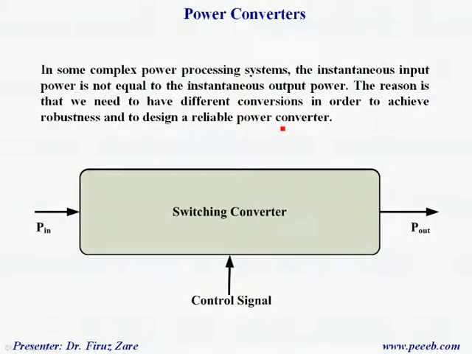In some complex power processing systems, the instantaneous input power is not equal to the instantaneous output power. The reason is that we need different conversions in order to achieve robustness and to design a reliable power converter. So if we look at the input power, at any time input power is not equal to output power, but the average should be equal if there is a lossless system. So let's look at the switching converter in this topology.